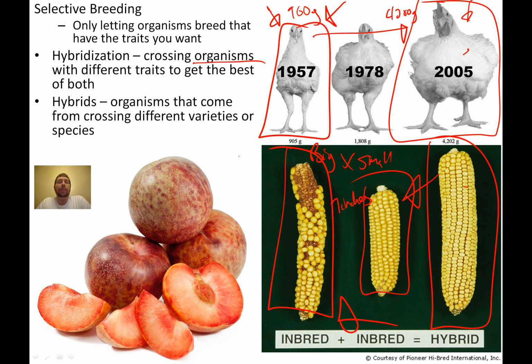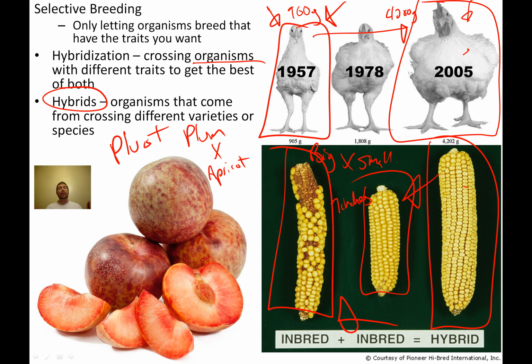Now, when we do hybridization, we make hybrids. And a hybrid is more than just a car. A hybrid is an organism that comes from crossing different varieties or species. Here's an example of a hybrid for you. This is called a pluot. A pluot is a cross between a plum and an apricot. Okay? So this is a hybrid species.